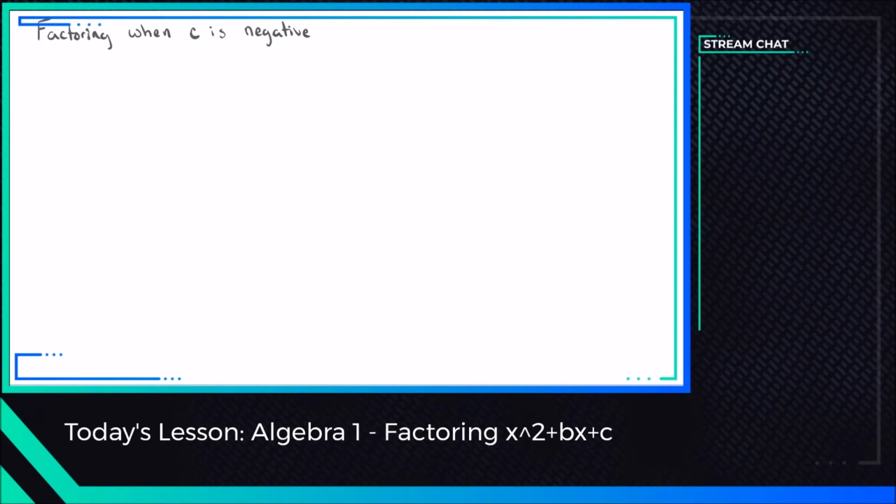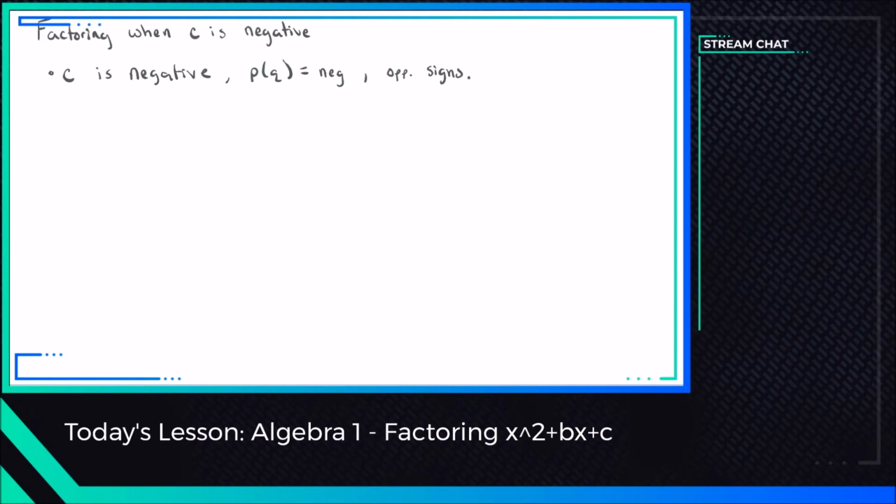So if C is negative, when you multiply P times Q and get a negative number, that means one of the signs has to be positive and one has to be negative. So they're going to be opposite signs.